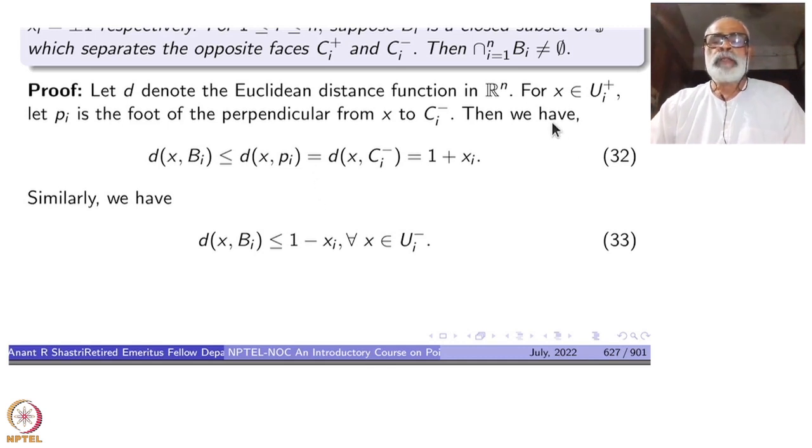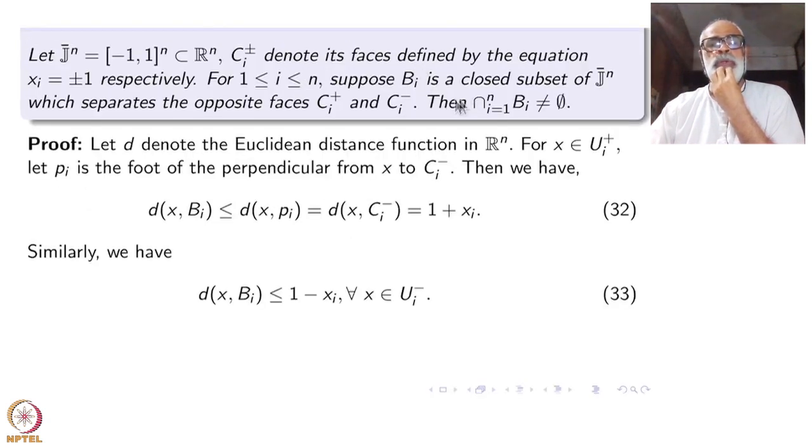Okay, let D denote the Euclidean distance function in Rn. For each x in Ui plus, I have orally told you what are Ui plus here. Ui plus is the open subset containing Ci plus, and this one is containing Ci minus, Ui minus. Okay, for x belonging to Ui plus, let pi be the foot of the perpendicular from x to Ci minus. So this is one of the faces. So go all the way to Ci minus from Ui plus. Don't change the ith coordinate, that's all. The pi and x have the same ith coordinate. It's the foot of the perpendicular from x to this plane.